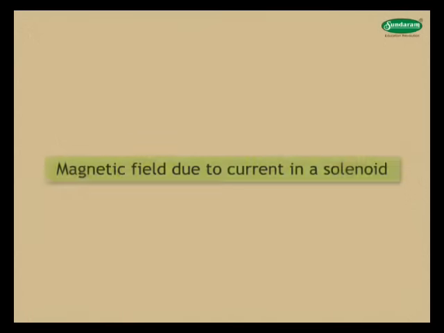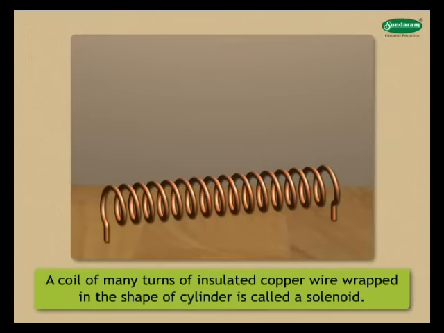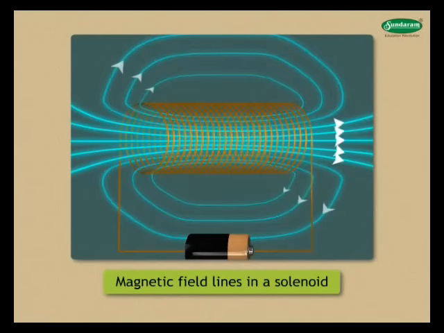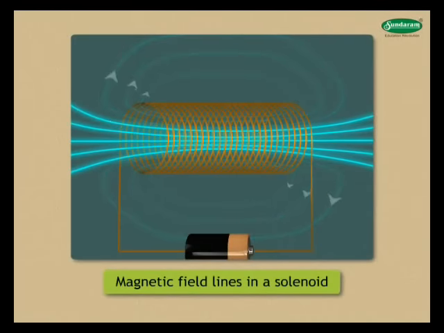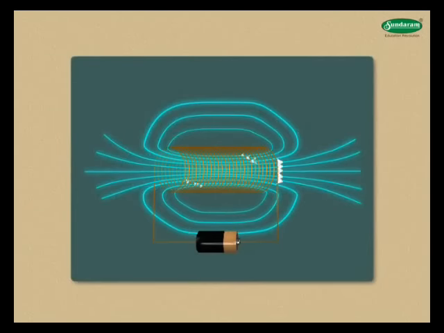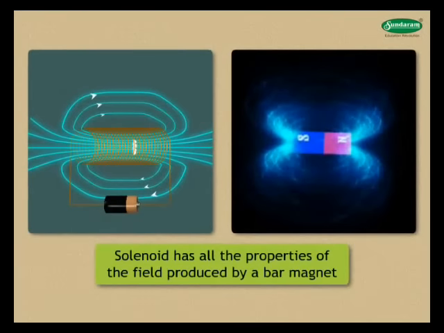objects towards it. Magnetic field due to current in a solenoid. A coil of many turns of insulated copper wire wrapped in the shape of a cylinder is called a solenoid. The magnetic field lines in a solenoid through which current is passed are shown here. These lines are similar to that of the lines of a bar magnet. One end of the coil acts as south pole and the other end as north pole. Thus, a solenoid has all the properties of the field produced by a bar magnet.